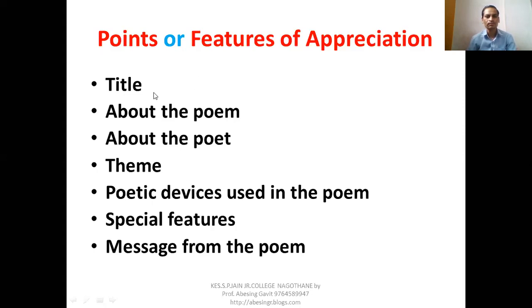So now let us see the important points of the appreciation that are given here. The first point is the title, the second is about the poem. About the poem is whatever we learn in the poem, that in short we have to write here. Then about the poet, here in short we have to write the information of the poet. Then the theme: what is the theme of the poem, that we have to write. Poetic devices used in the poem, special features, and the message from the poem. Sometimes a message is not given, but some significant things are given here, or you can write your own opinion also. And in the special features you can add your own points which you got from the poem. Now let us see.